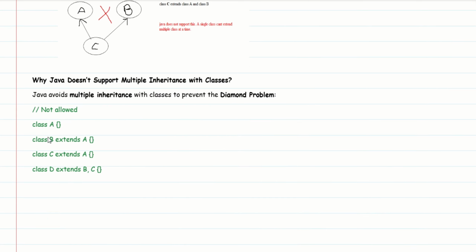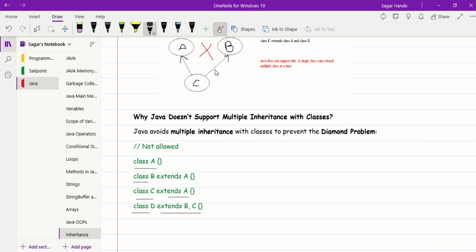Here you can see we have class A, class B extends A, class C extends A, and class D extends B and C. This won't happen. So this can be achieved using interfaces. We will implement two interfaces. So we can inherit two interfaces, but we can't inherit two classes in a single class. So this is all about inheritance in Java.